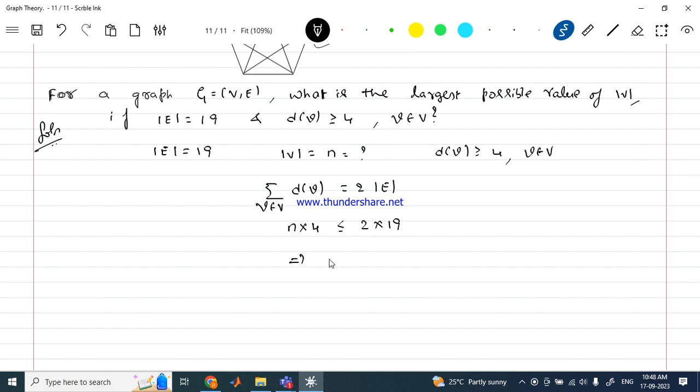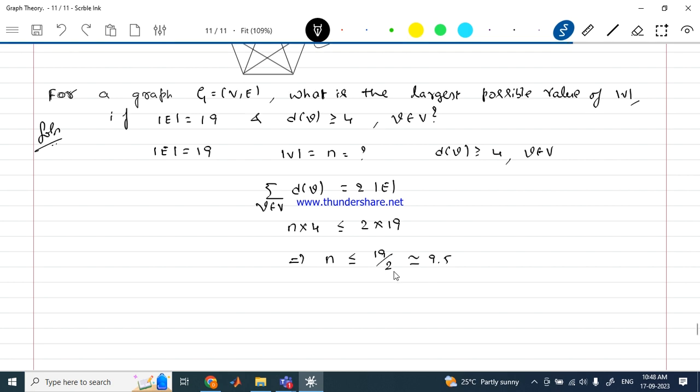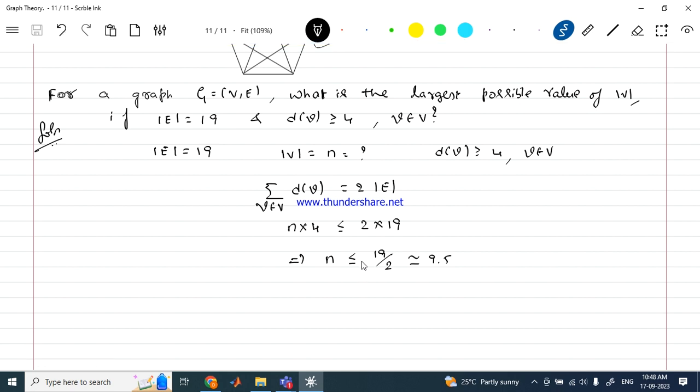So which means n becomes what? n is less than or equal to 19 by 2, which is approximately equal to 9.5. And we know that the number of vertices cannot be a fraction or an arbitrary real number. It should be an integer. So at the max, 9.5, which means the greatest integer which is less than or equal to 9.5 is 9. Therefore the value of n is equal to 9.